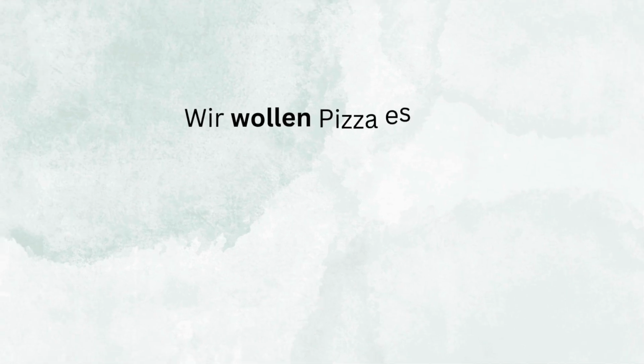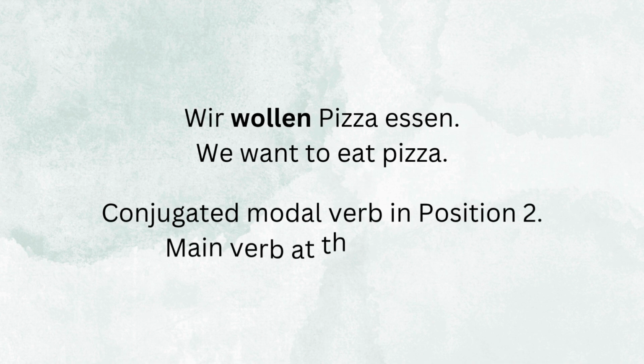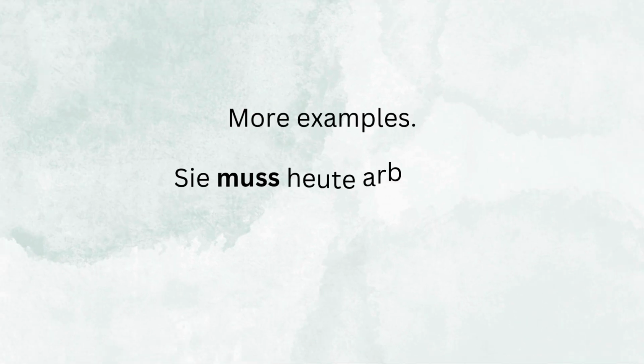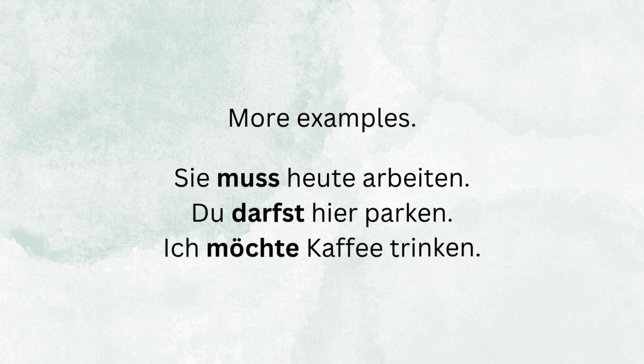Example. Wir wollen Pizza essen. We want to eat pizza. Again, conjugated modal verb in position 2. Main verb at the very end. More examples. Sie muss heute arbeiten. Du darfst hier parken. Ich möchte Kaffee trinken. This is one of the most common sentence patterns in everyday German.